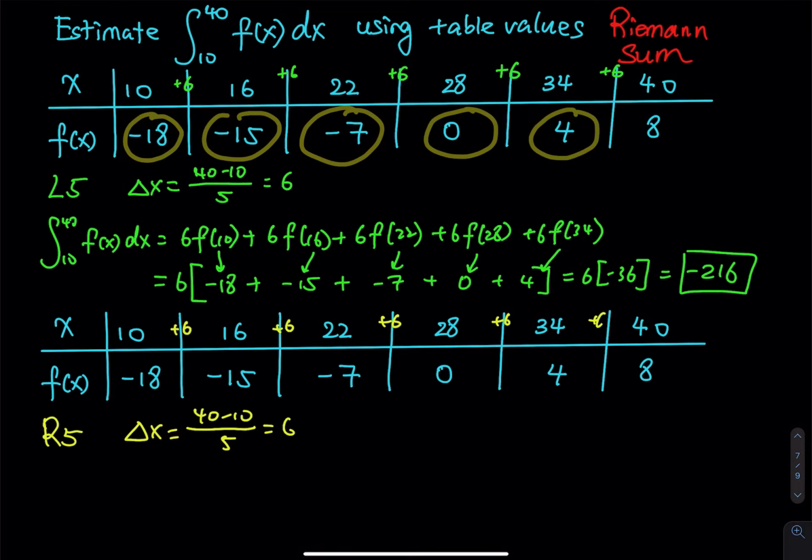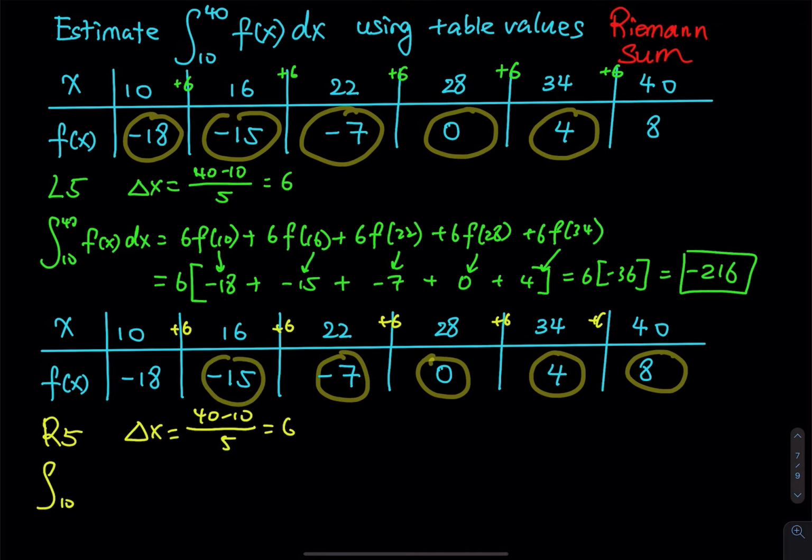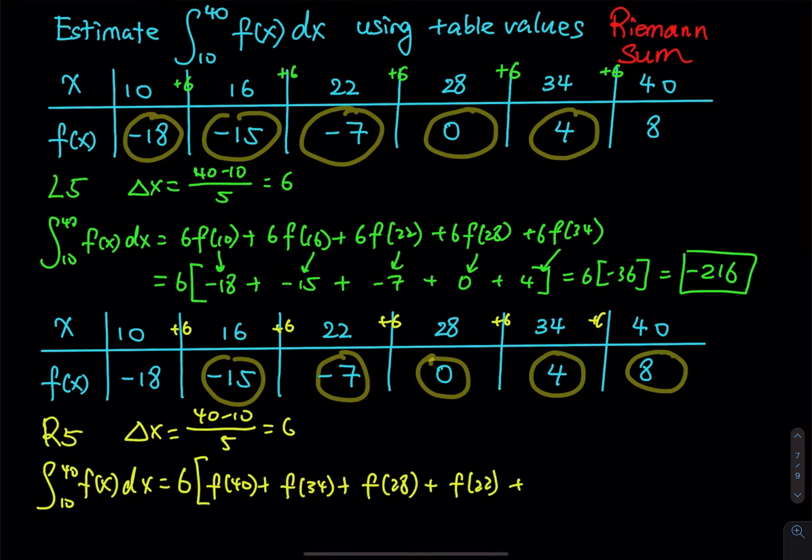I already prepared the table for you for right sum. So all you have to do is go from right to left, take the first 5 x values, or you can circle the y values in here. So 1, 2, 3, 4, 5, and we do not take the last one. So the integral from 10 to 40 of f of x dx is equal to 6 times f of 40 plus f of 34 plus f of 28 plus f of 22 plus f of 16.